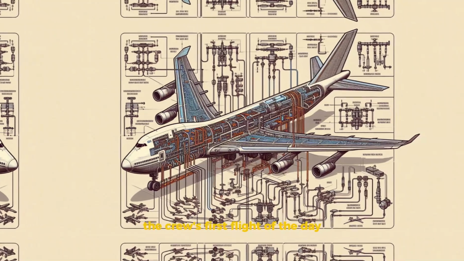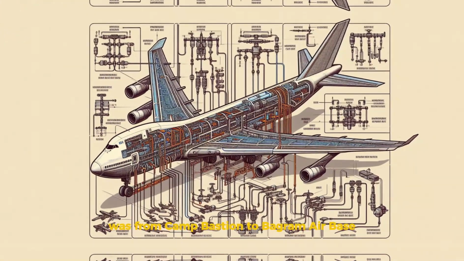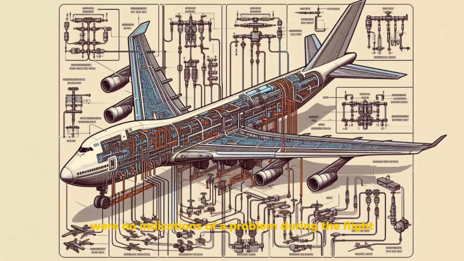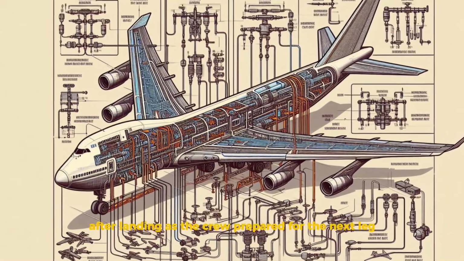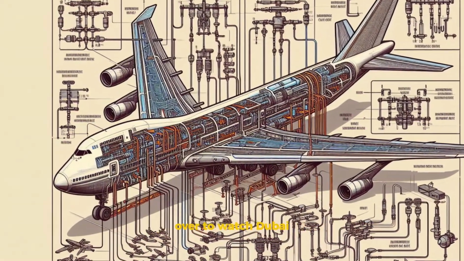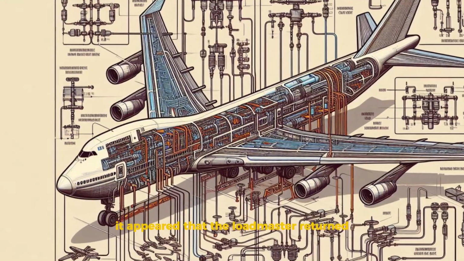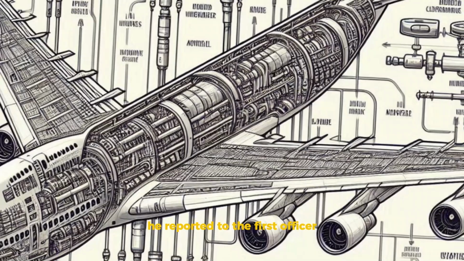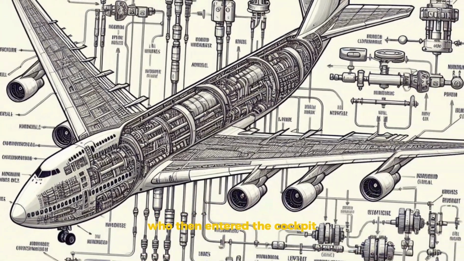The crew's first flight of the day was from Camp Bastion to Bagram Air Base, and it appears that all went well. There were no indications of a problem during the flight. After landing, as the crew prepared for the next leg over to Dubai, it appeared that the loadmaster returned to check on the cargo. He reported to the first officer, who then entered the cockpit.